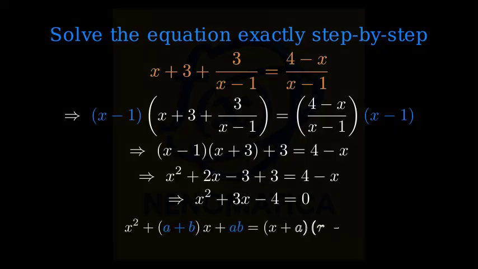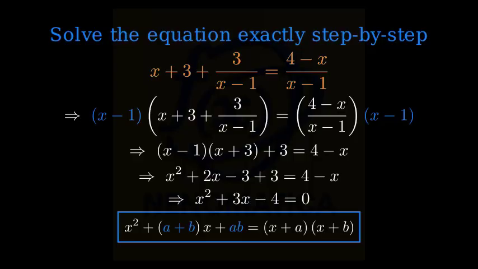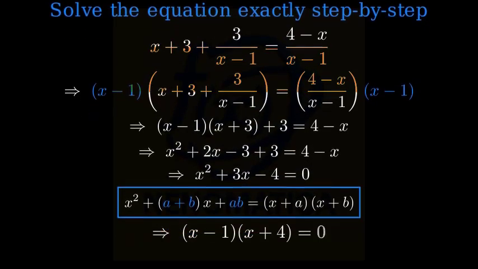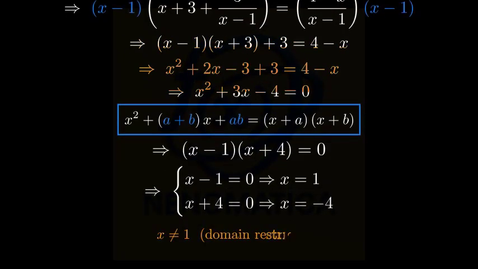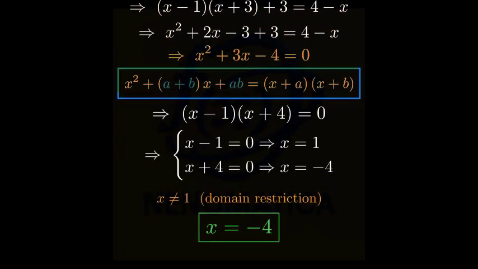x squared plus (a plus b) times x plus ab equals (x plus a) times (x plus b). We choose numbers a and b whose product is negative 4 and whose sum is 3. A good choice is a equals 4 and b equals negative 1. That factors the quadratic as shown. Set each factor equal to 0 and solve. Finally, check the original domain.